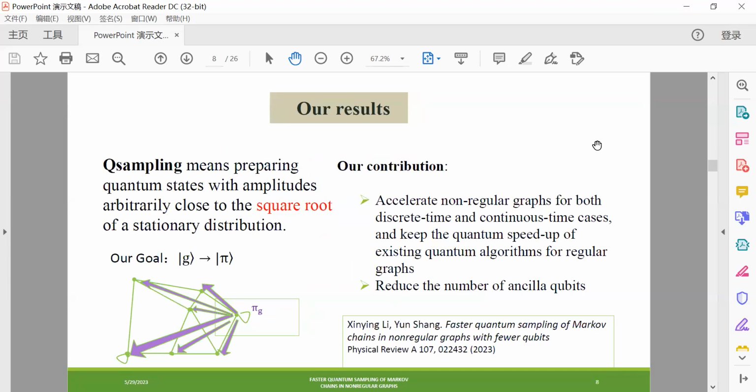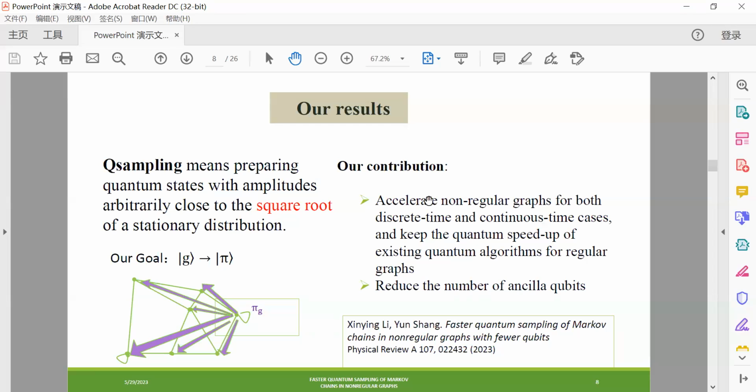In this work, we propose a new quantum sampling algorithm, and we can use it for every reversible Markov chain. Quantum sampling means preparing quantum states with amplitudes arbitrarily close to the square root of a stationary distribution. Our goal is that we select a single vertex, and we want to evolve it to the stationary distribution state like this.